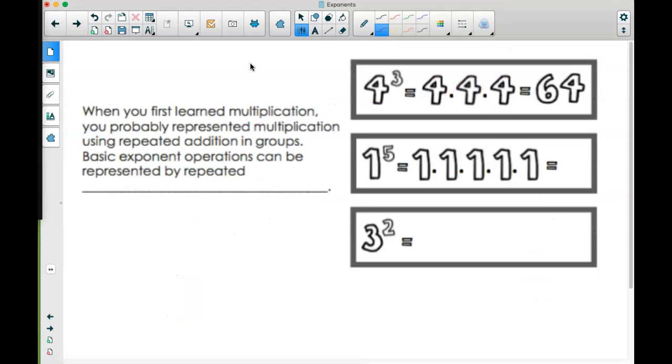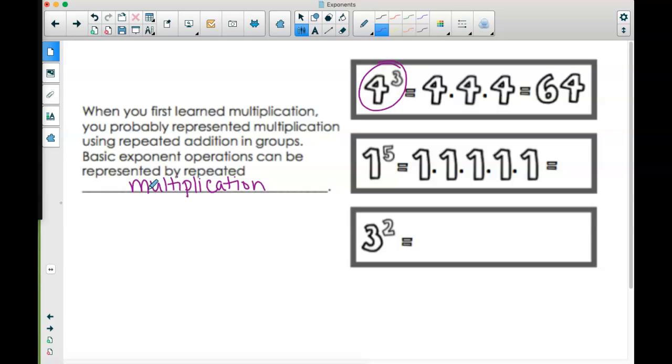So when we first learned multiplication, we talked about repeated addition. When we're talking about exponents, we're going to talk about repeated multiplication. So when you see 4 to the third power, you could put this example in your notes. 4 to the third power really means 4 times 4 times 4.